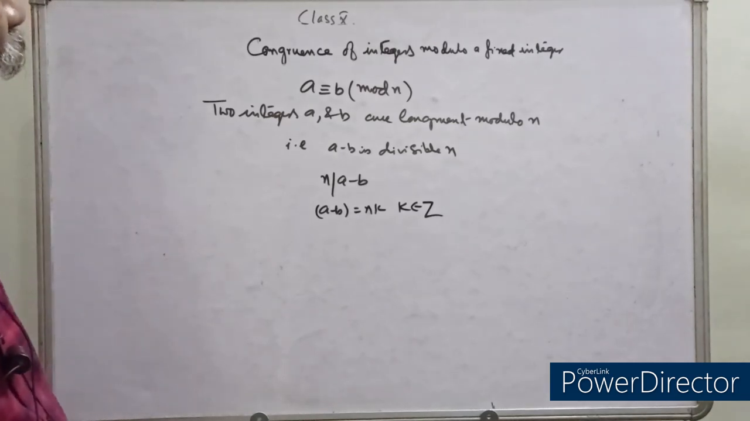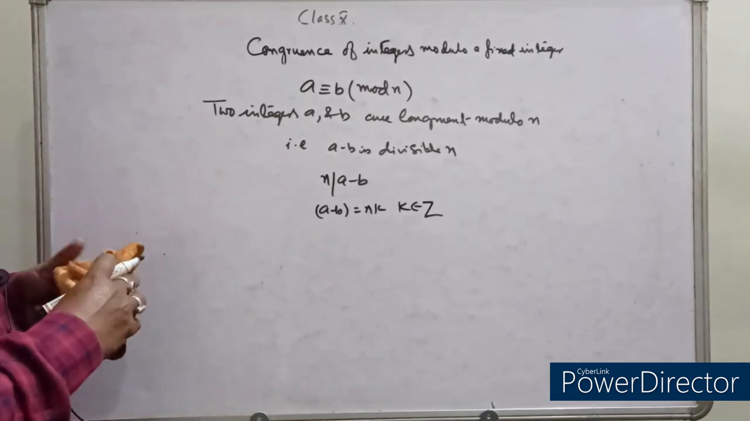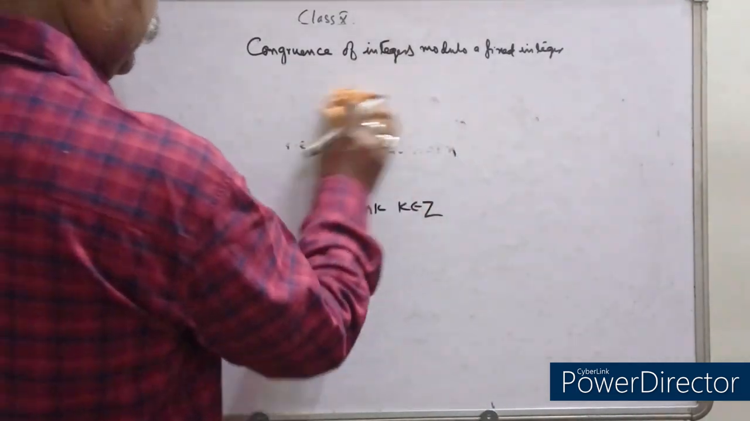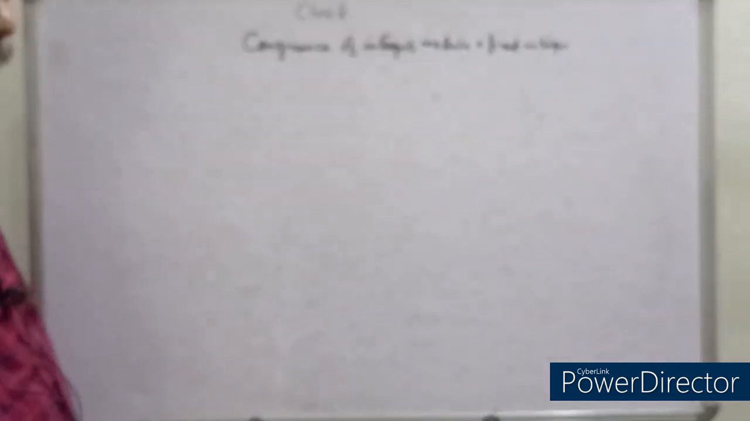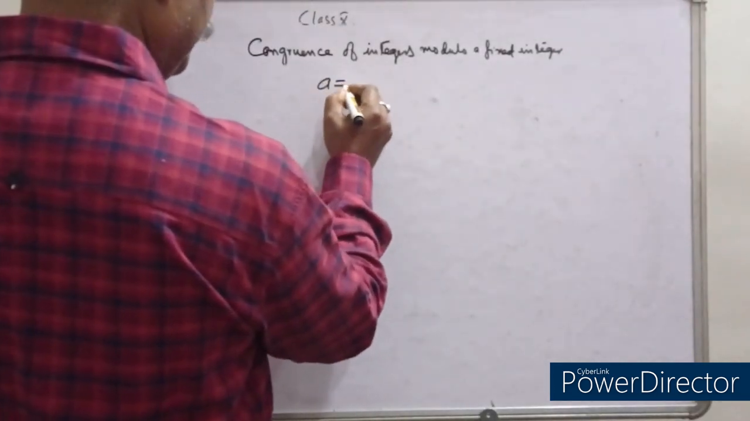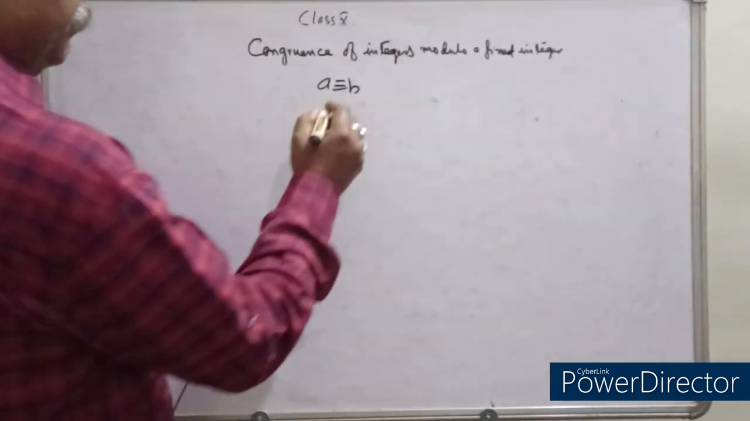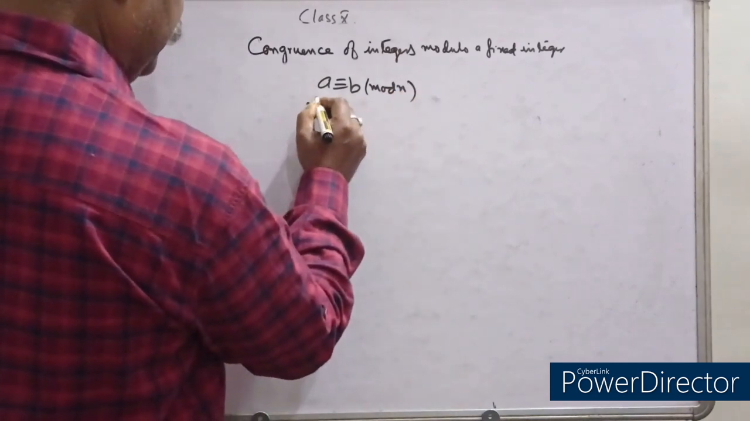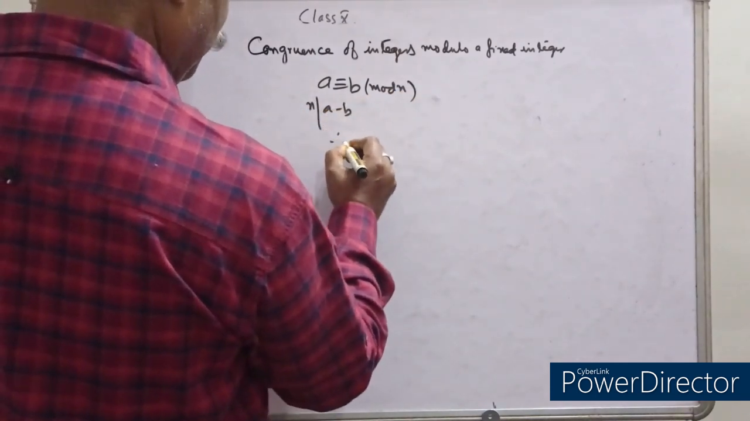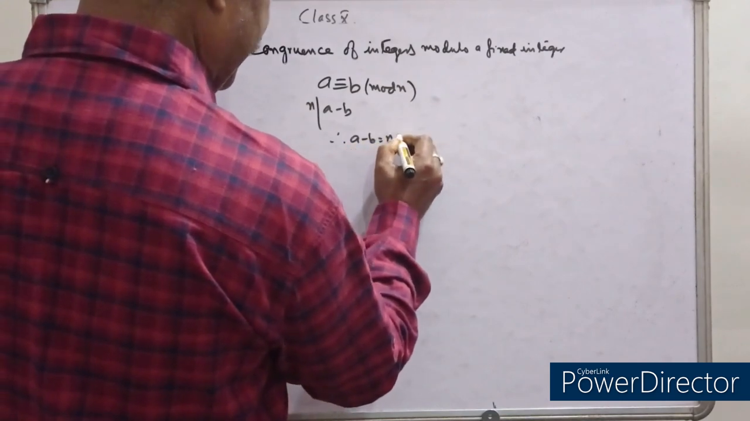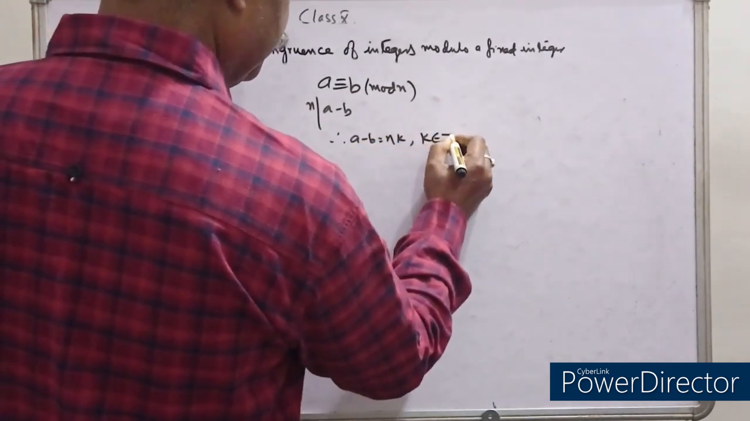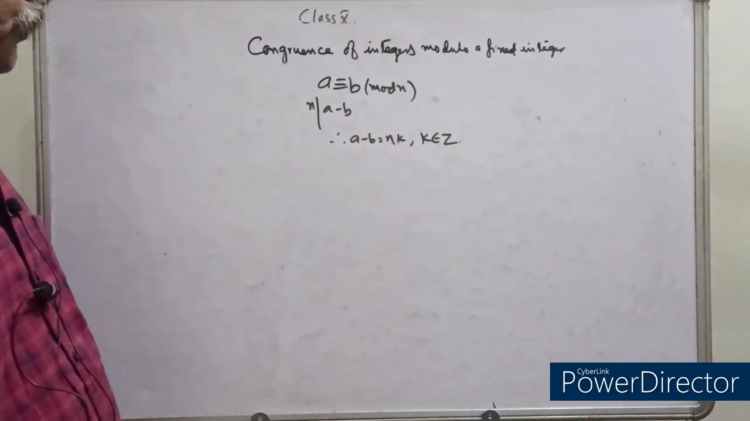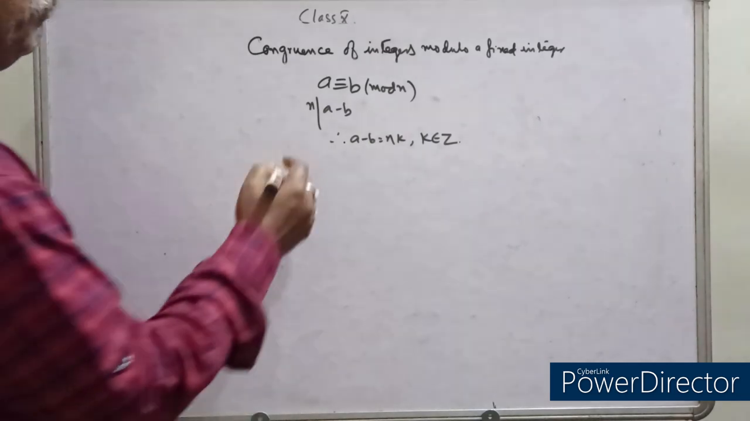So what you have to remember is that it is not a tough chapter. What you have to remember is only this: A congruent to B mod n, where A and B are integers, means n divides A minus B. Therefore, A minus B is equal to nk, where k belongs to Z. This is the simple meaning of A congruent to B mod n.